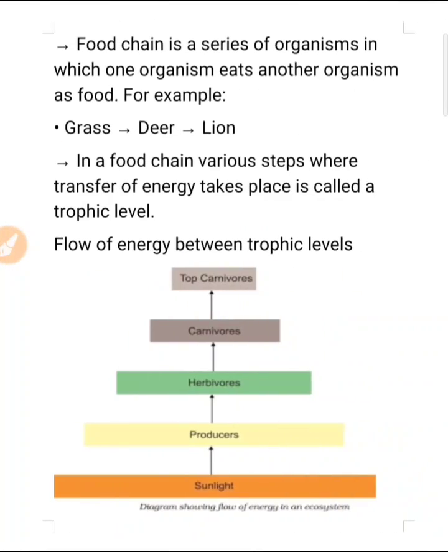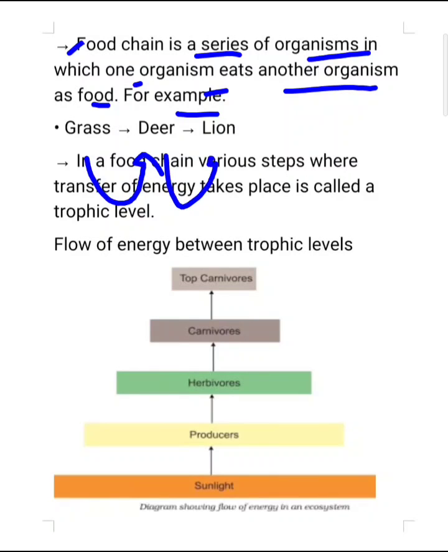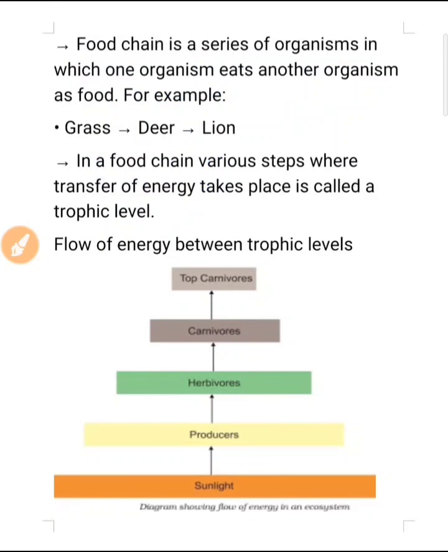So, first of all, we have to know about the definition of food chain. Food chain is actually a series of organisms in which one organism eats another organism as food. You can see that grass is eaten by deer, and deer is further eaten by lion. So, it is a food chain which is always connected. As deer is a herbivore, it eats grass, and lion is a carnivore, so it eats deer.